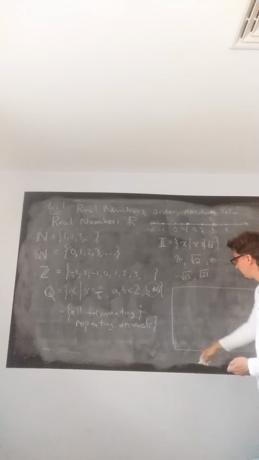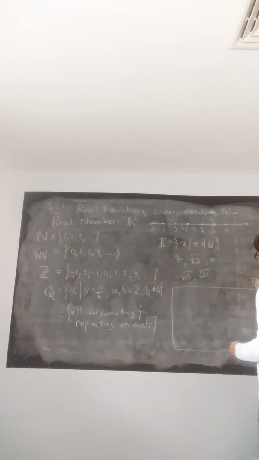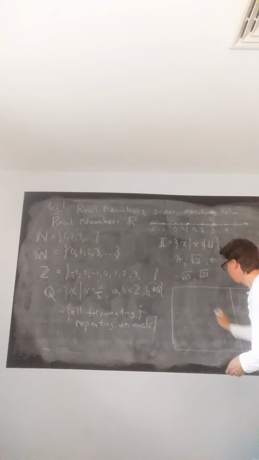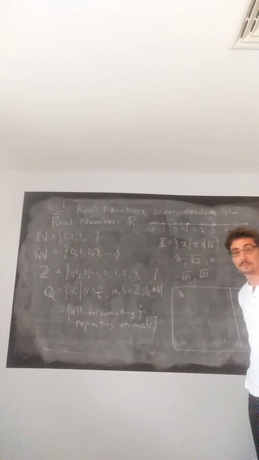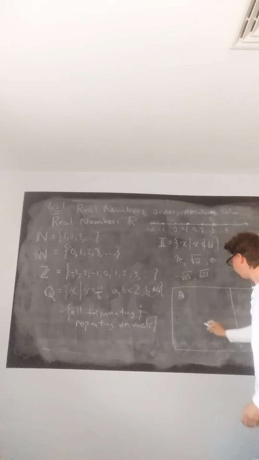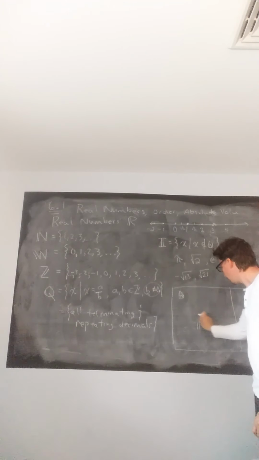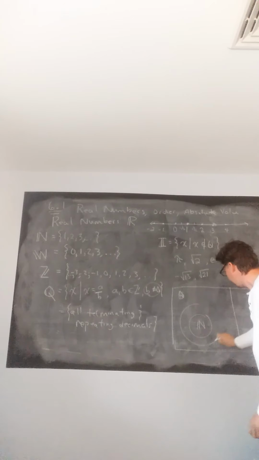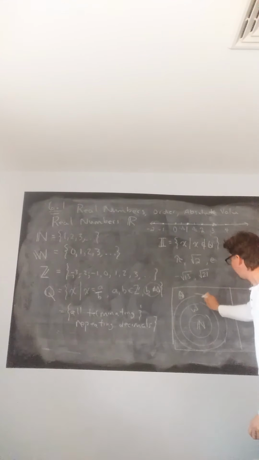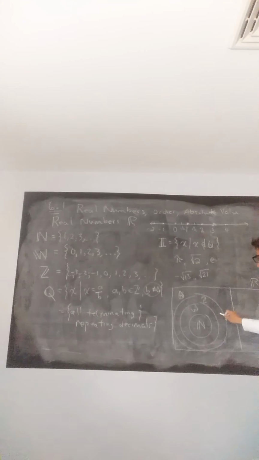So if you imagine this as a giant box of real numbers, as you can see, all the numbers over here would be considered rational numbers, Q. And inside that, you have natural numbers. Inside that, you have whole numbers. Inside that, you have integers. And in turn, all these guys belong to Q.